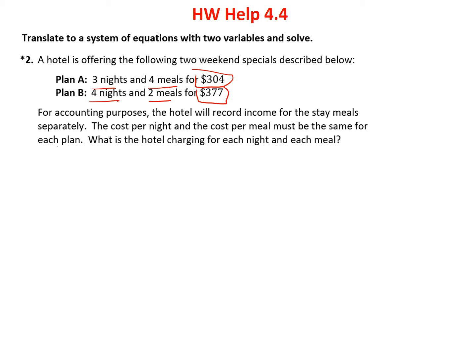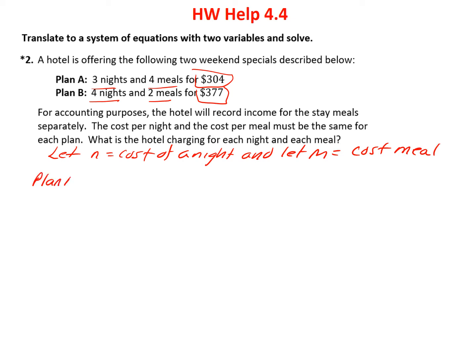So, first of all, let's assign our variables. Let's let N equal the cost of a night in the hotel, and let M equal the cost of a meal. Okay. So when we look at Plan A, that's our first equation. In Plan A, I'm going to stay 3 nights, so 3N plus 4 meals, plus 4M, equals $304. In Plan B, we stay 4 nights, so that's 4N plus 2M equals $377.